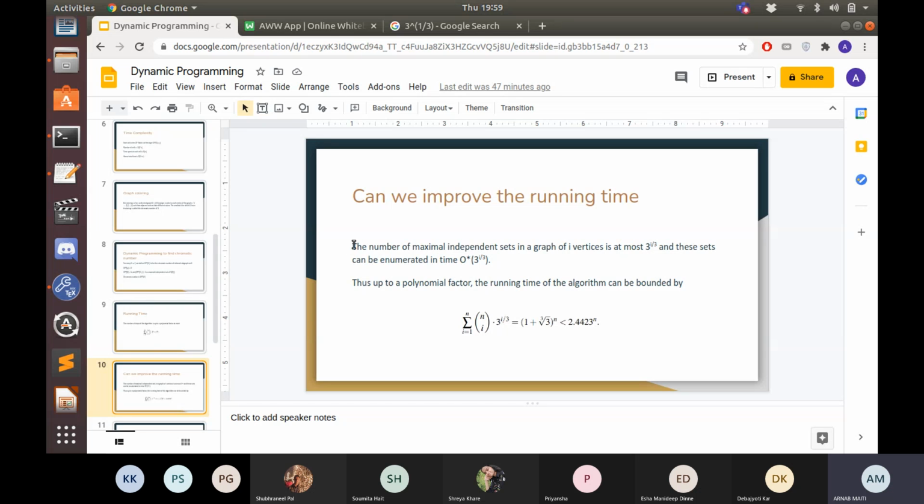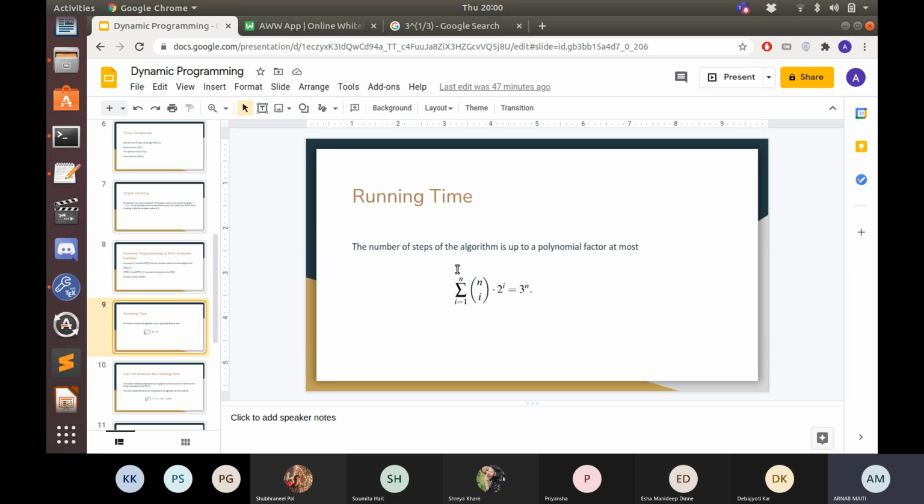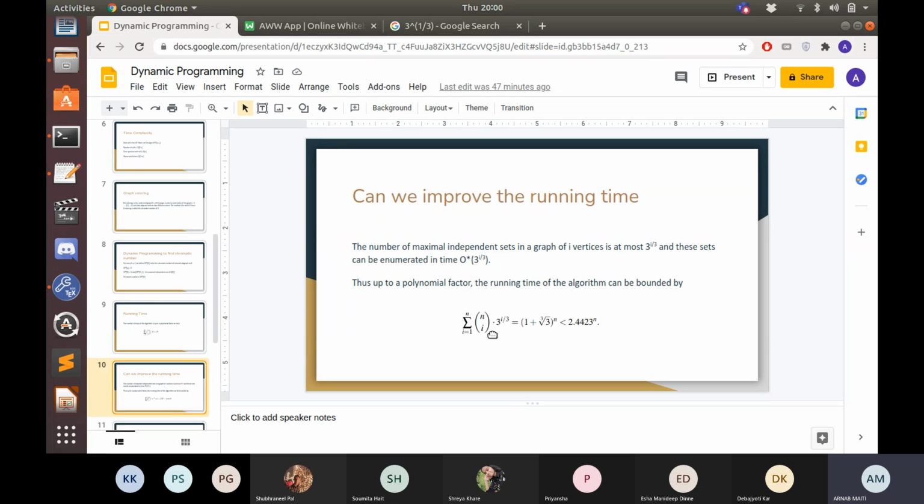And later, algorithm wise also, they showed that we can list all those independent sets in the same time, like order 3 to the power i by 3. So this is an improvement. As such we didn't change our algorithm. What we changed was our analysis basically. So we use this here. Earlier we had 2 to the power i. We now make it 3 to the power i by 3, and you do the summation and it becomes 2.44 to the power n. So is it clear what I told till now?